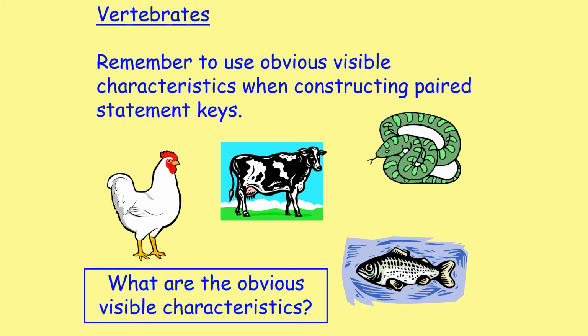So you can have a look at these pictures, and there are some really easy ones here, like the number of legs. Some of them have got 4 legs, some of them have got 2, some of them have got no legs at all. Other visible characteristics might be it has feathers, or it has fur, or it has scales. Other visible characteristics might be the colour of the organism. So those are the sorts of things that you could be using to construct your paired statement key.